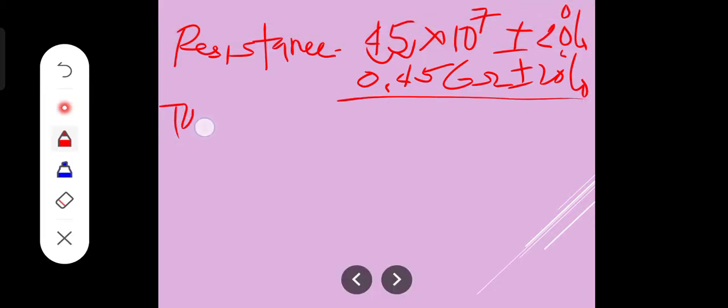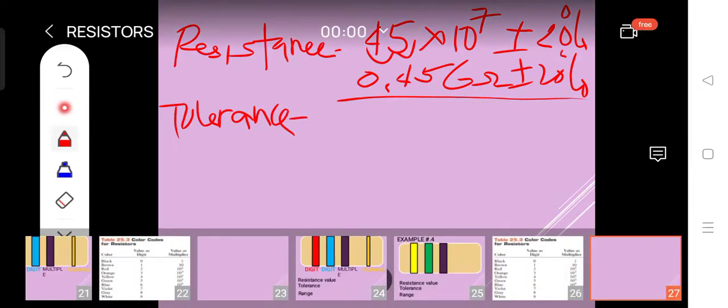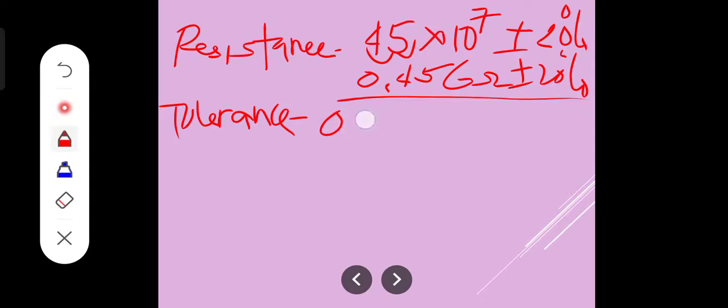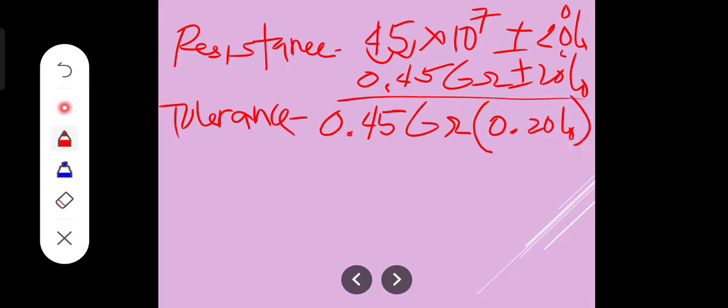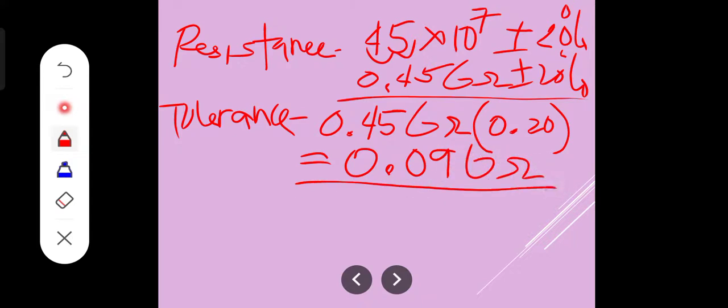Okay, next is for the tolerance. So for the tolerance, 0.45 giga ohms times 0.20. We multiply it to the percentage. Okay, so this is equivalent to 0.09 giga ohms. So that will be the tolerance.